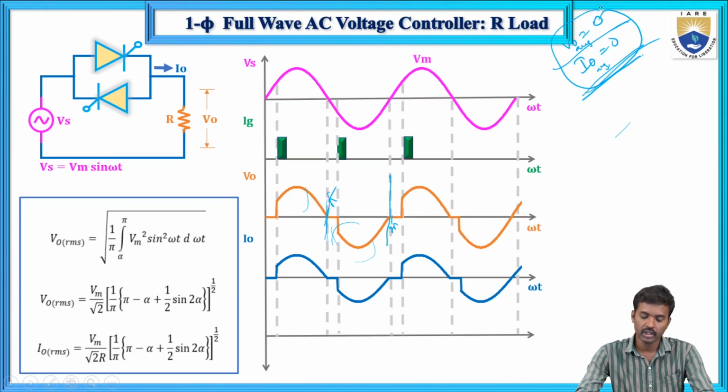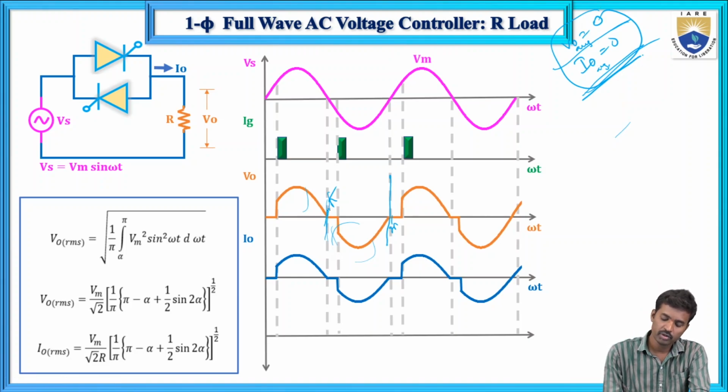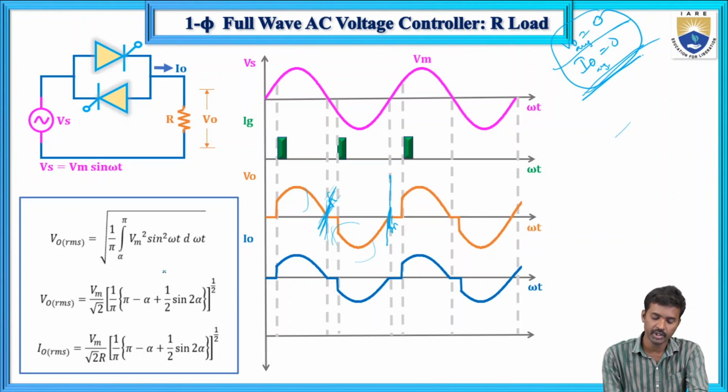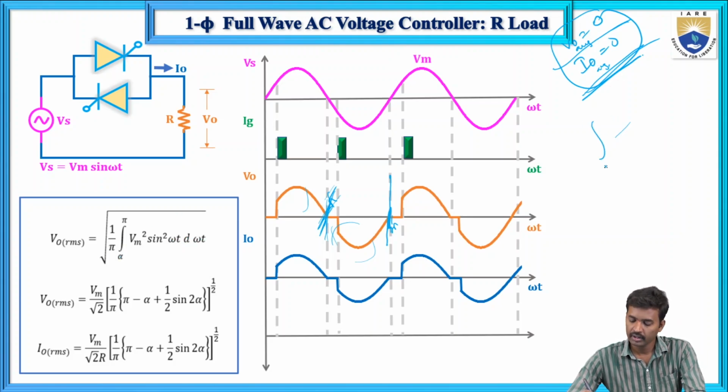And next, how will we calculate the RMS value? Here for the RMS value you can take up to 2 pi also, but here I am taking half duration because it is symmetrical. So 1 by pi from alpha to pi of Vm square sin square omega t d omega t. Otherwise you can write it like this also, 1 by 2 pi, from alpha to pi and next from pi plus alpha to 2 pi of Vs square d omega t.